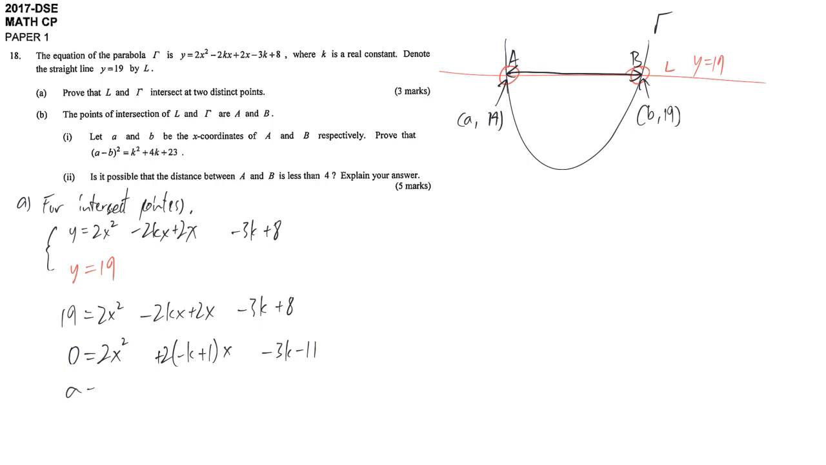So here, alpha plus beta, the sum of roots, is negative b over a. That means the coefficient of x divided by the coefficient of x squared. Then we get k minus 1. At the same time, alpha times beta, that means alpha beta here, the product of roots, is the constant divided by the coefficient of x squared. We can't simplify, we just leave it like this.